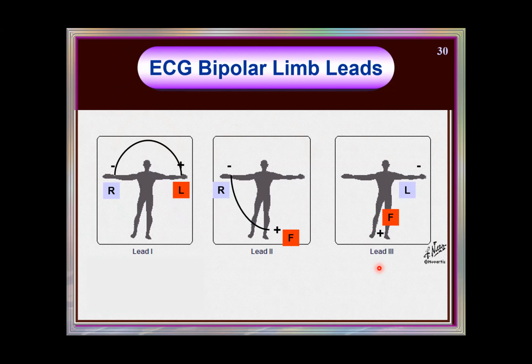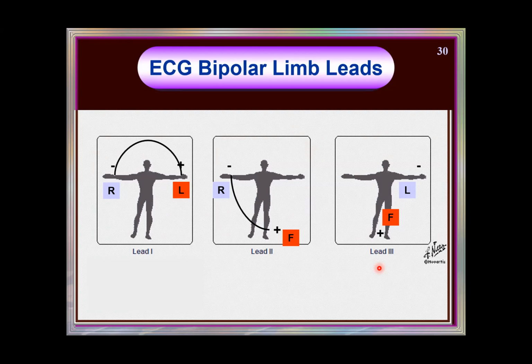Why is that important? The positive terminal records a positive deflection when the current is coming towards it. So if the current is going towards the left arm, it records a positive there. If it is going down, so what is the cardiac impulse like? The cardiac impulse is traveling from the SA node to the apex. So first of all, it is downward, and it is leftward, and it is positive.